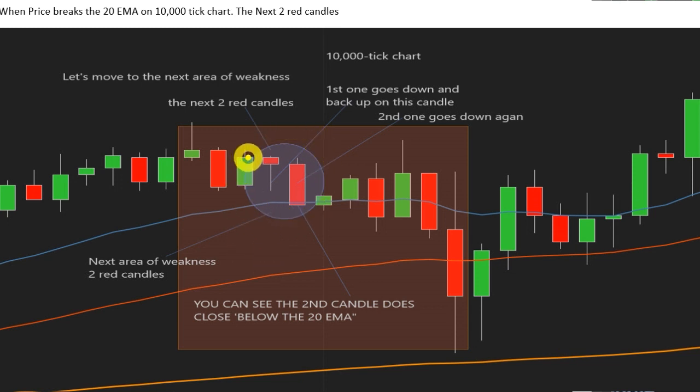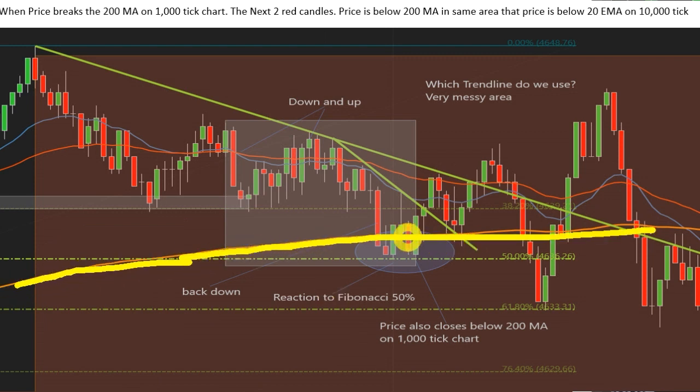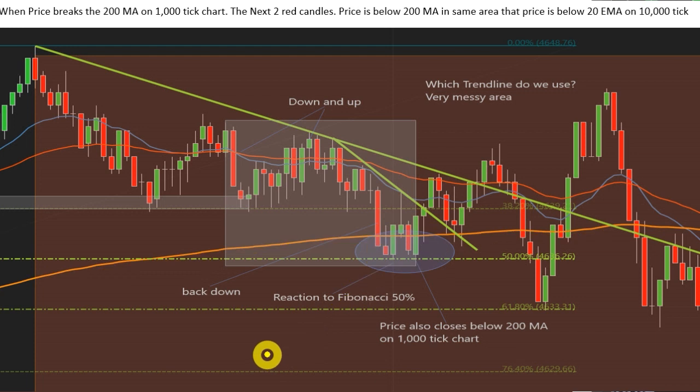Well, we're going to see price go down and back up on this one. There's a pintail, so price starts up here, goes down and ends up here, and then it rolls over to the next one and it goes down and breaks the 20 EMA. Now when it breaks the 20 EMA on the 10,000 tick chart, it is below the 200 moving average on the 1,000 tick chart. Let's take a look at that right now. And we can see right here the 200 moving average coming across this way, and we see how price broke below that right there.